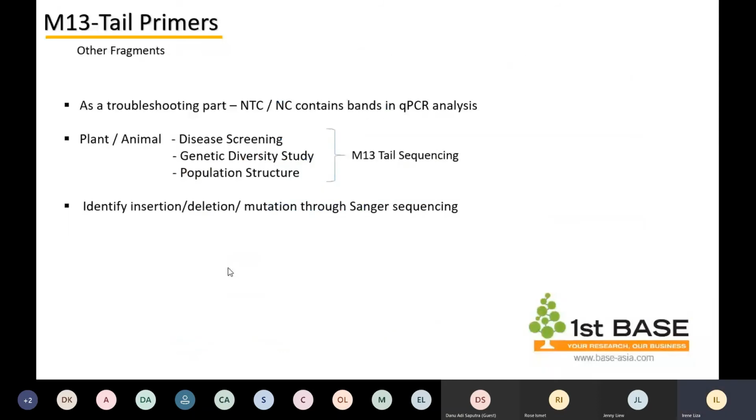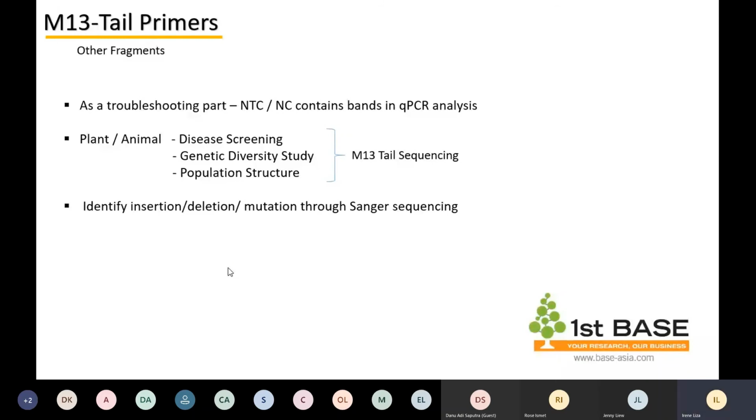All right. So besides COVID-19 samples, what other kinds of fragments can you submit? For troubleshooting, for example, if you have some bands coming up in your NTC or negative control, and you want to know what causes the contamination, you can now sequence using M13 tail primers. And for example, if you would like to study disease screening, genetic diversity, or population structure in plants or animals, you can still use M13 sequencing. If you want to identify insertions, deletions, or mutations, that can also be done through Sanger sequencing with our M13 tail service.